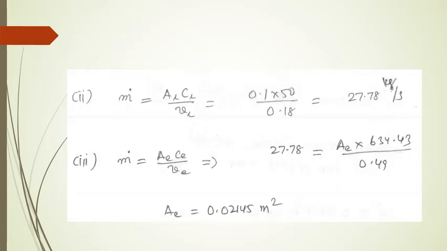Now with this we calculate the mass flow rate in terms of inlet parameters, that is equal to AiCi upon Vi, and that comes out to be 27.78 kg per second. Similarly, we can equate mass flow rate to AeCe upon Ve, and that gives me the value of exit area of the nozzle, and that comes out to be 0.02145 meter square.